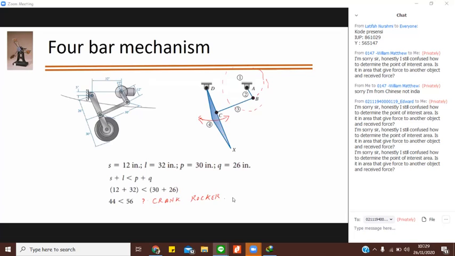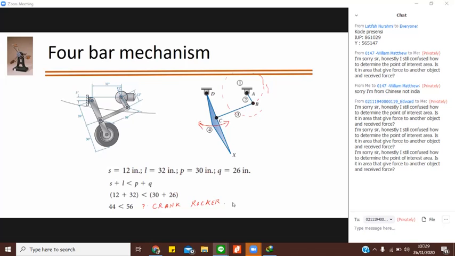And so it's very simple. So if your frame is fixed, and the shortest link is your frame, so shortest link is fixed, then you will have double crank. And if your side link is fixed, then you will have crank rocker. And if your coupler, which is joining the other two links, that is fixed, then you will have double rocker. Okay. So this is the thing.